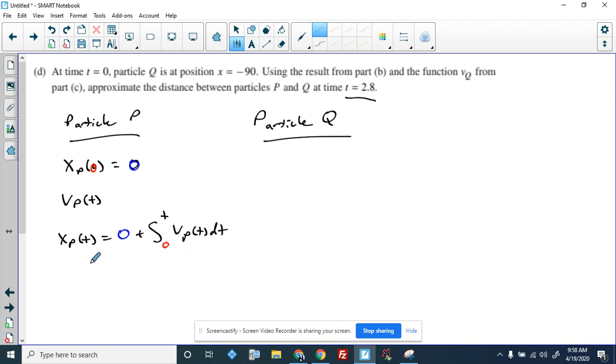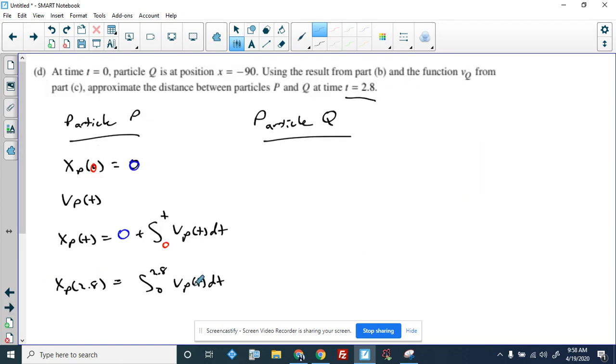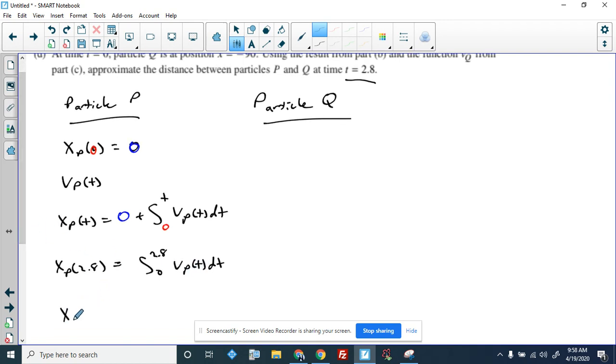So that's important. Now if I want the position at 2.8, think about it, I would do the integral from 0 to 2.8 of vp of t dt. But you did that in part B, and we got 40.75. And they said that you can use that value because we don't have a function for this. You have a table of values for velocity, so it's not like you can actually integrate anything. So you're going to get that your position at 2.8 was approximately 40.75.